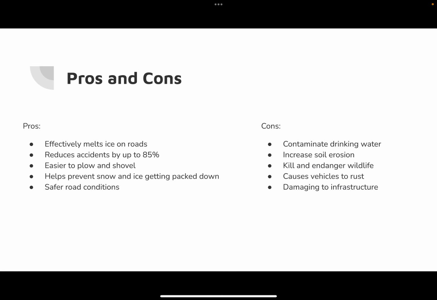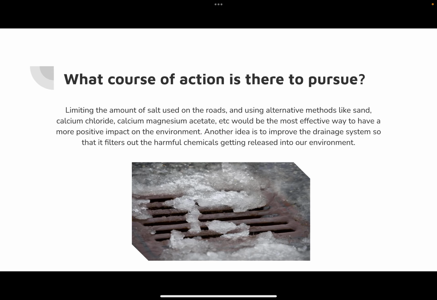Pros and cons. Pros. Salt effectively melts the ice on the roads. It reduces accidents by up to 85%. It's easier to plow and shovel. It helps prevent snow and ice getting packed down, and it just makes all-around safer road conditions. Cons. Salt contaminates drinking water, it increases soil erosion, it can kill and endanger wildlife, it causes vehicles to rust, and it's damaging to infrastructure.